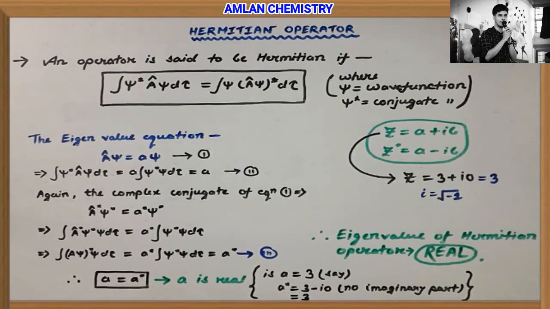So this is the basic about the Hermitian operator, and we have checked that the eigenvalue of a Hermitian operator will give us a real eigenvalue. This is all for today. In the next videos we will see some other characteristic criteria of the Hermitian operator.